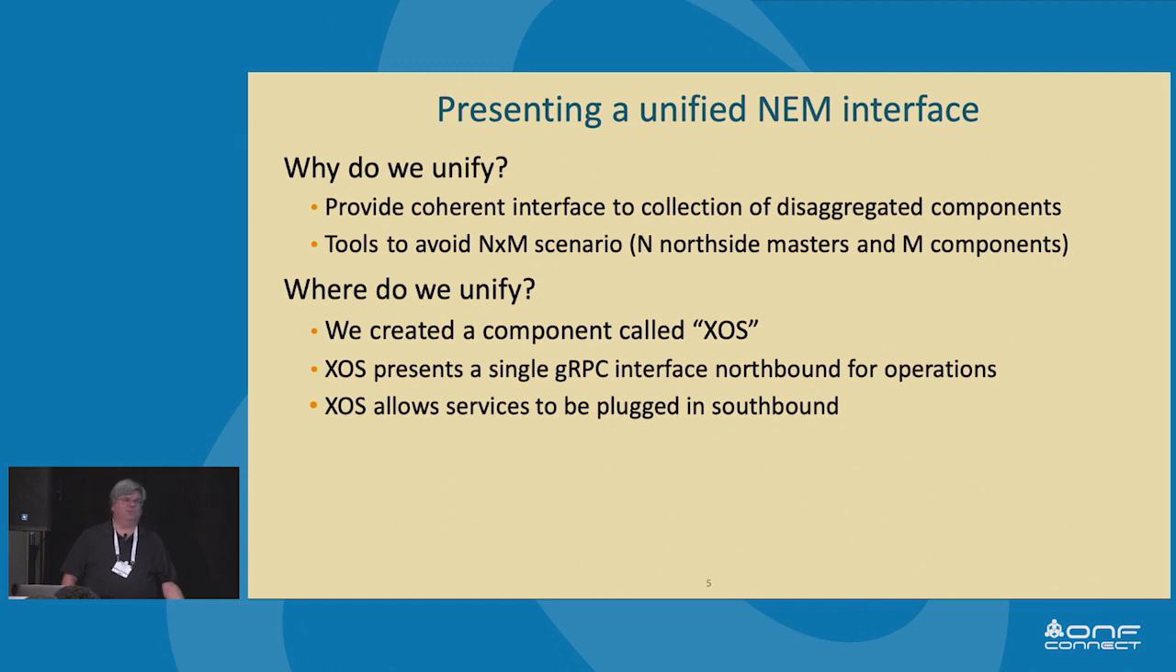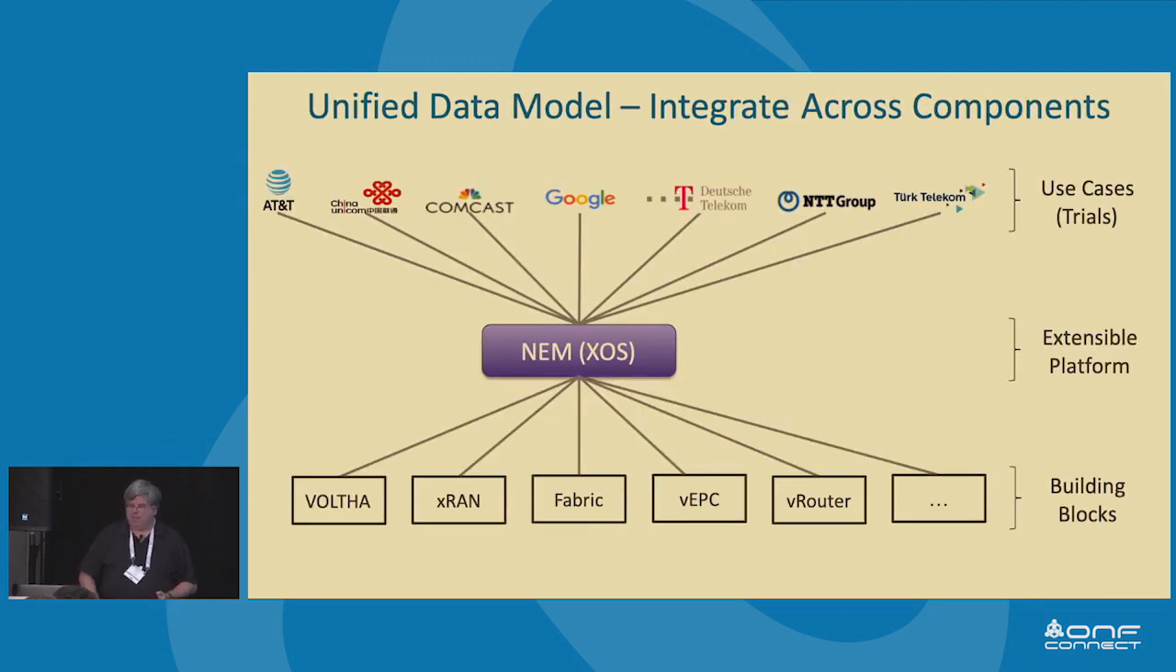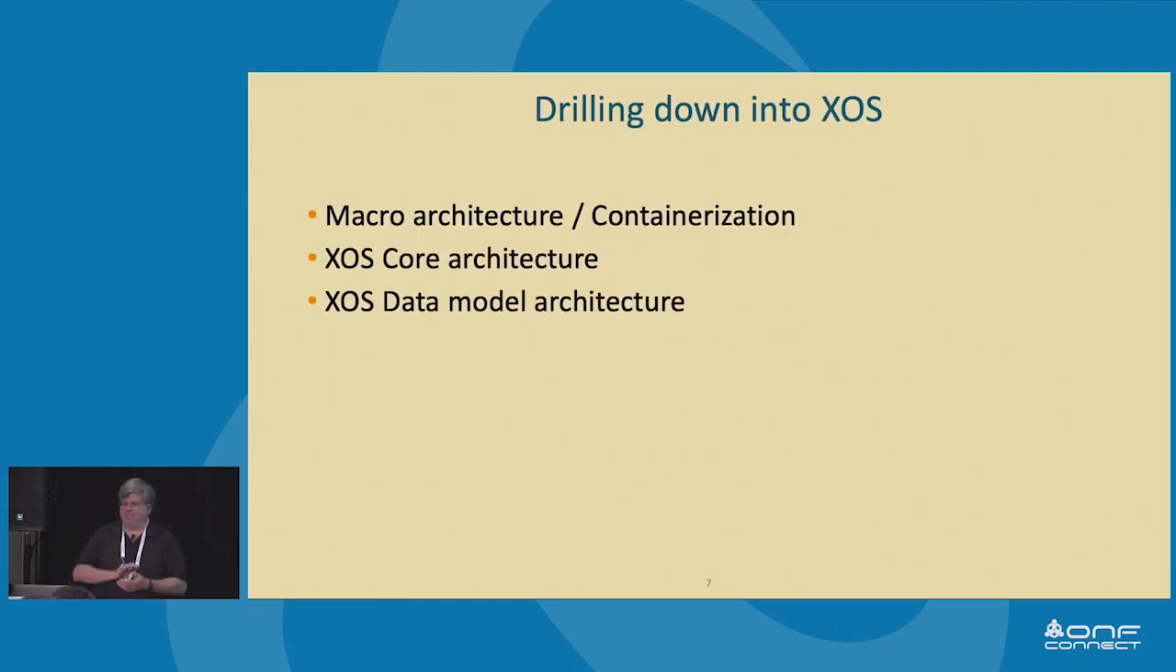and it allows various services to be plugged in southbound of XOS, and we'll see how that works in a moment. And just to illustrate this N times M component, we have all of these different operator partners at the top that all want to use the SEBA pod. And then we have all of the different services at the bottom. So all of those different use cases, all of these different building blocks, to avoid the pairwise where everyone has to understand every building block, we put the NEM and furthermore XOS in the middle. And we call that our extensible platform since it's designed to have more services added to it over time.